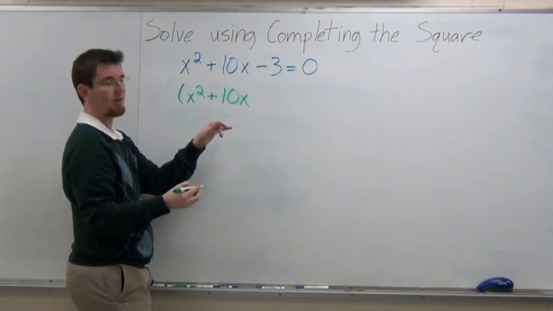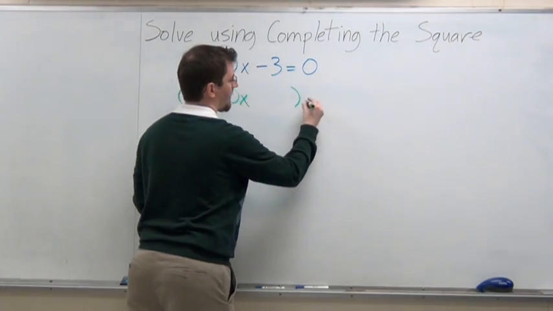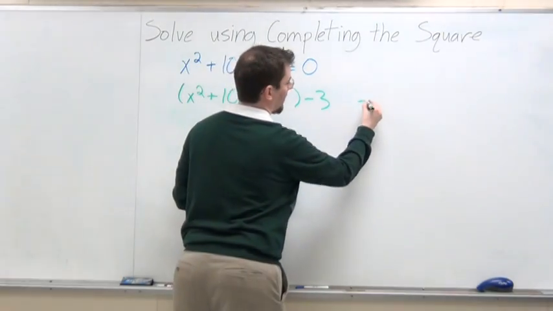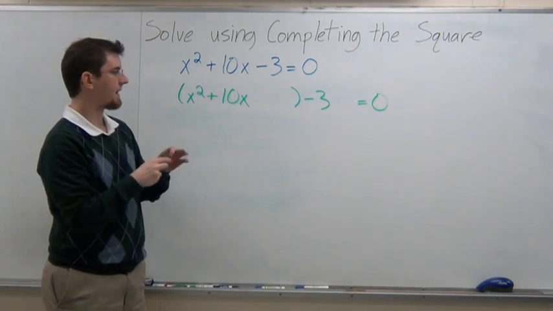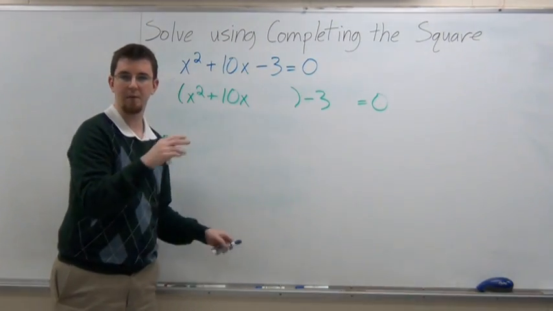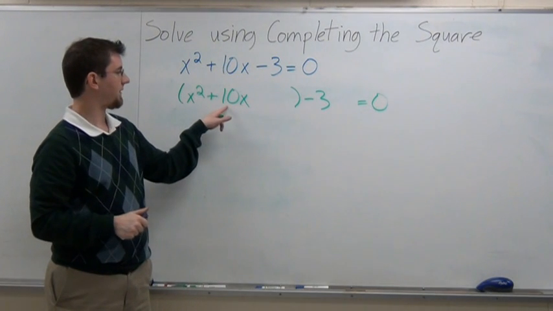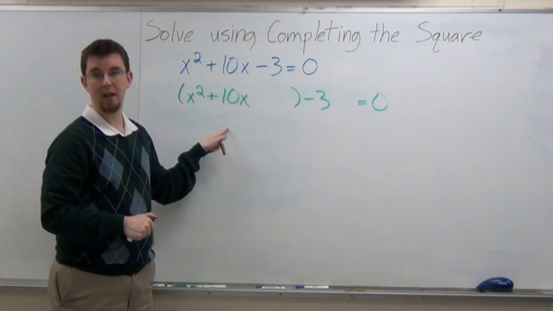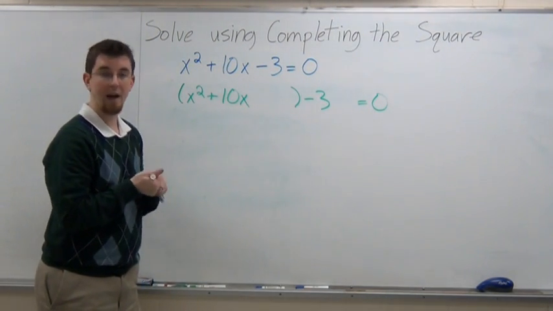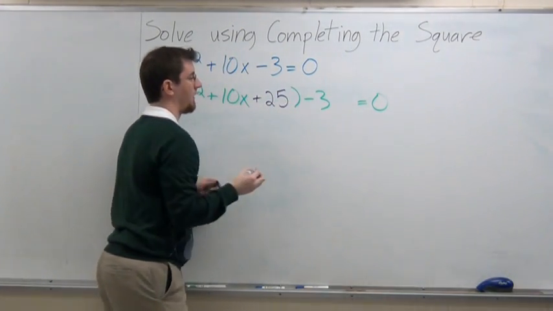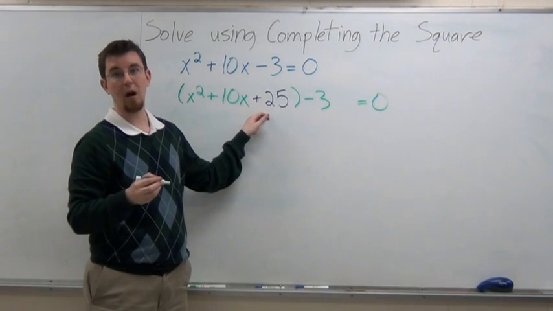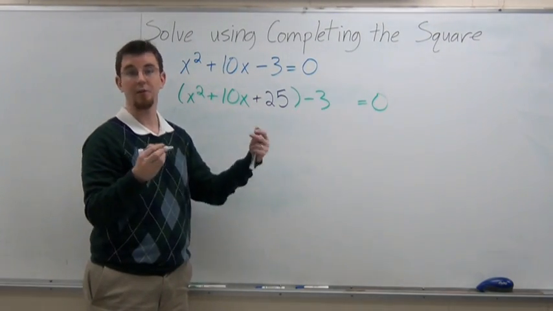I'm going to write x squared plus 10x, leave my space. And I'm actually going to combine some of the steps that we've done in the past. I'm going to go ahead and take this 10 divided by 2 and then square it, and that's 25. Now I added 25 to the problem, so I need to offset that by subtracting 25.